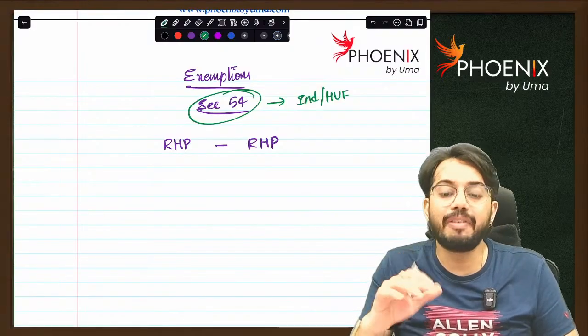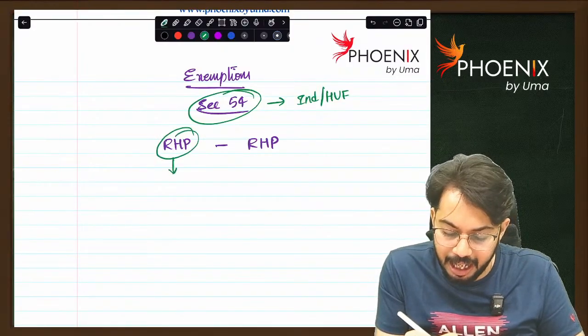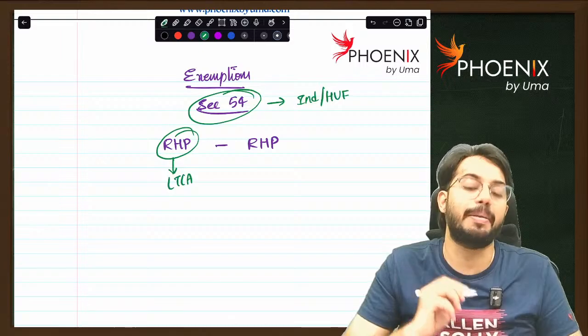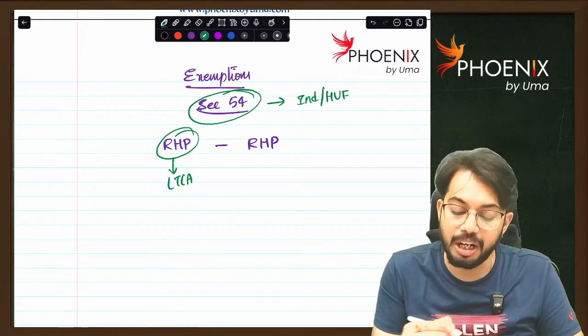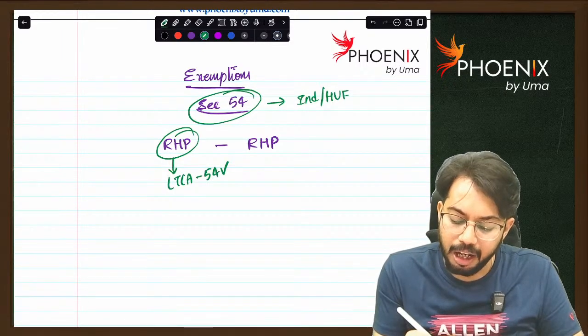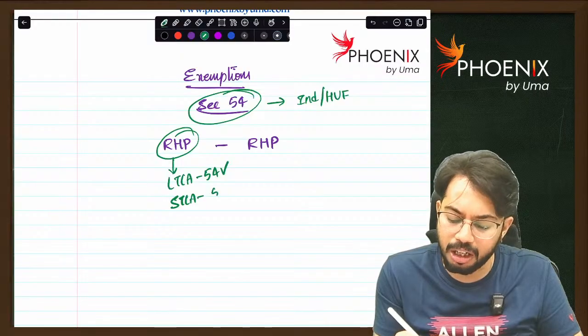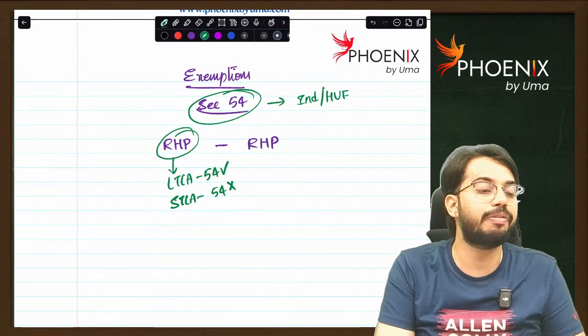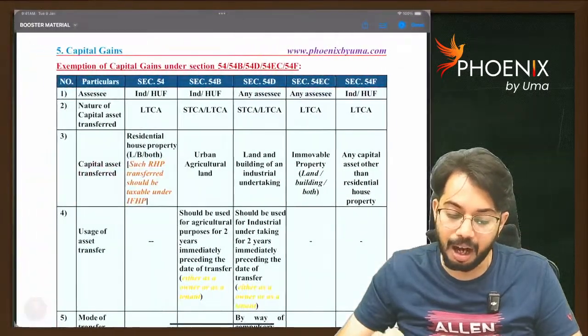Next, whatever the residential house property that you are selling, it must be a long-term capital asset. Then only exemption under section 54 is available. If the capital asset transferred is a short-term capital asset, exemption under section 54 is not available. Are you able to understand?